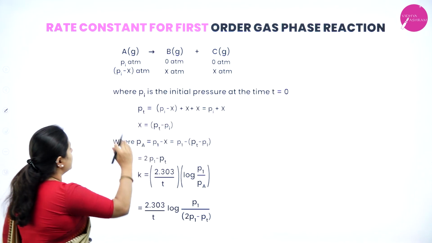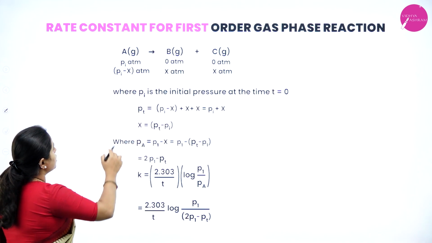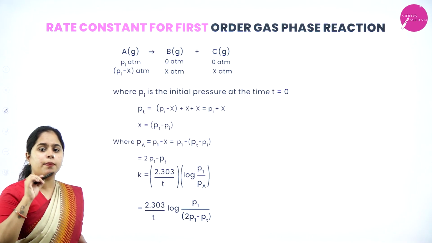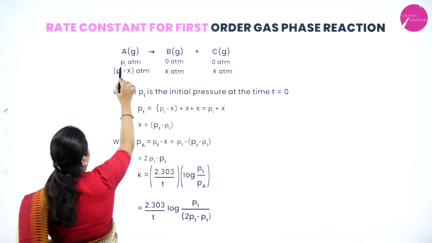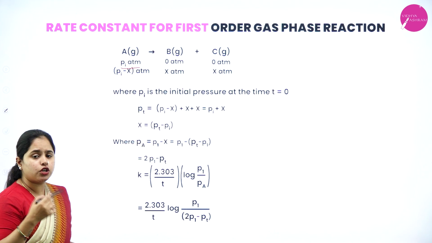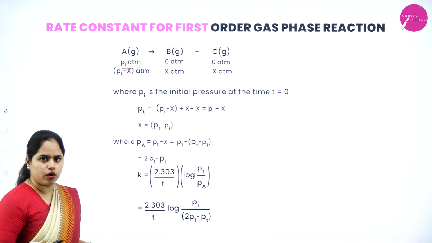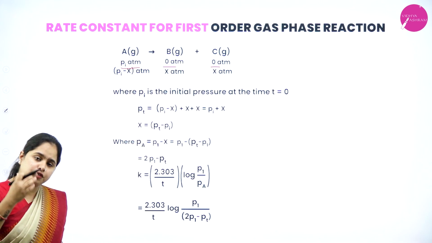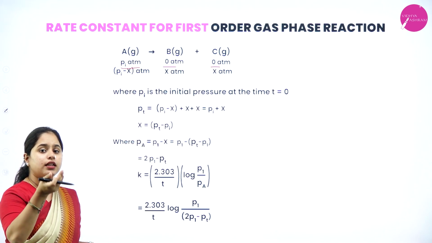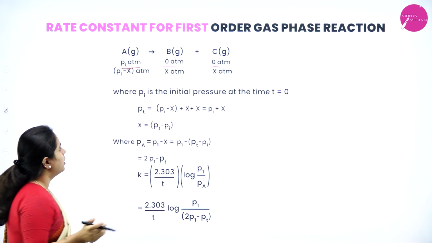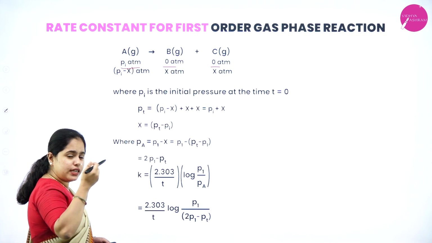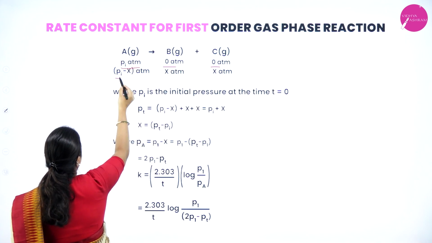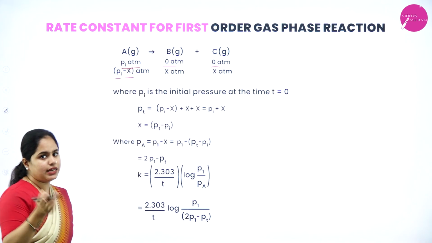So let us understand this using this equation. Just now we studied A is giving B plus C. Initially the pressure of A is Pi. And initially, what is the pressure of B and C? It is 0, right? It is not formed yet. Now after a time t, we are considering again the pressure of A, B and C. So what happens? The pressure of A has decreased by a value x. Initially it was Pi, it reduced to Pi minus x.